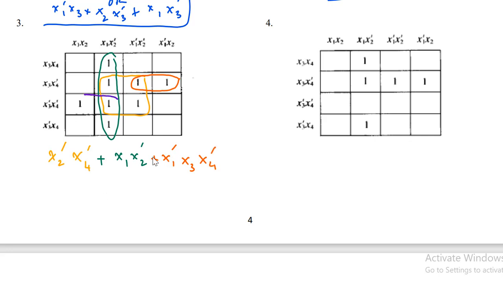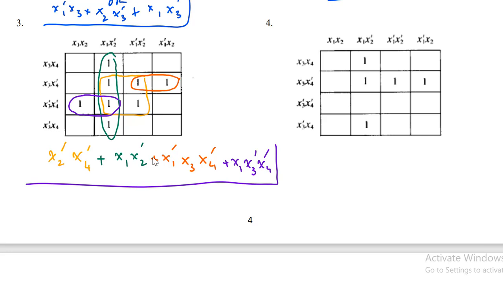And the next one will be this one here. And again, look up, you see that x2 varies, so it gets cancelled, and what's left is x1. And horizontally we are left with x3 not and x4 not. And this is one way of finding the answer.